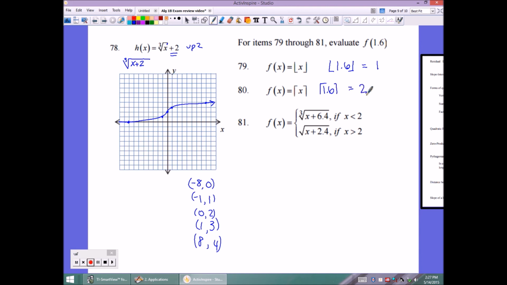And then here I have to decide, where does 1.6 go? Is 1.6 greater than 2? No, it's not. So we're not going to use this part. We're only going to use this one, x's that are less than 2. So we're going to plug in 1.6.